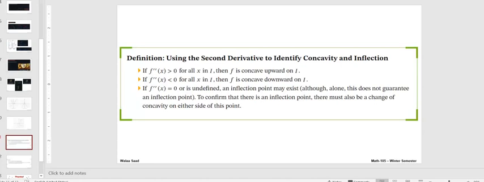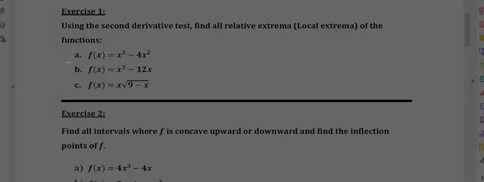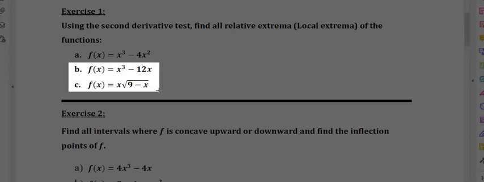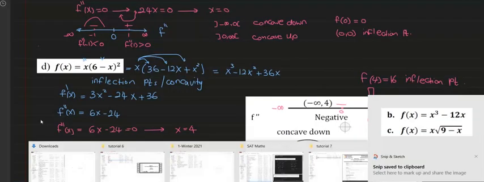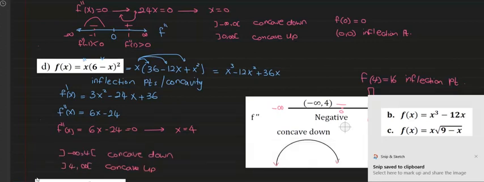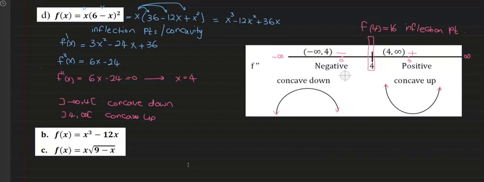Okay, so let's go here with the second derivative test to find all relative extrema or the local extrema of the functions, the relative maximum and the relative minimum, using the second derivative test. Let's start with part B. Now we will use the second derivative test in order to derive the relative extrema again.